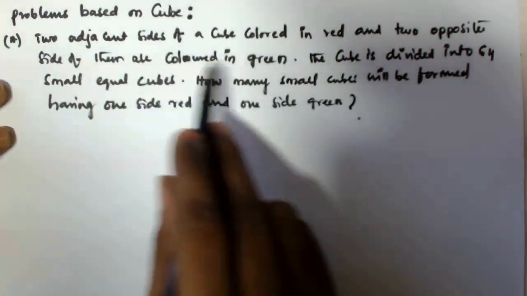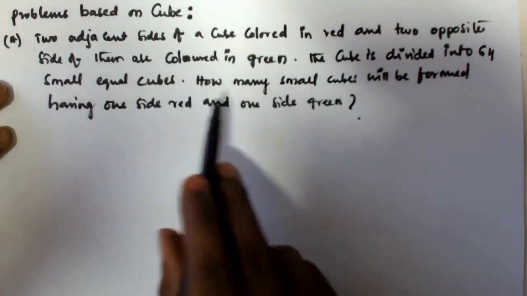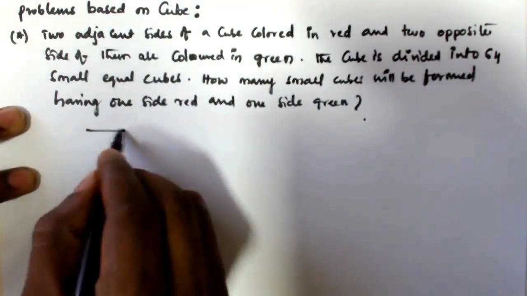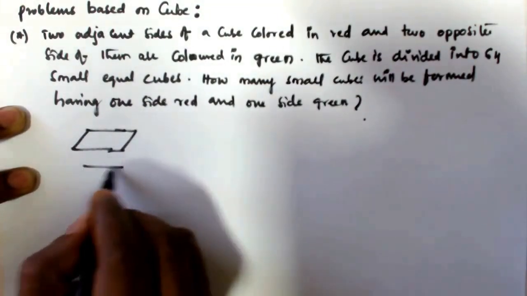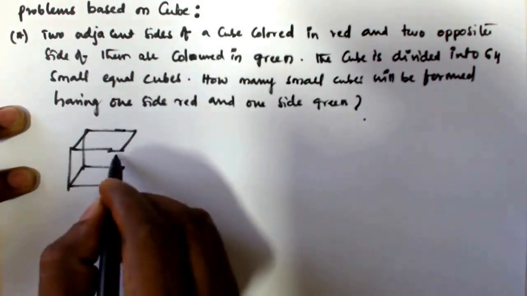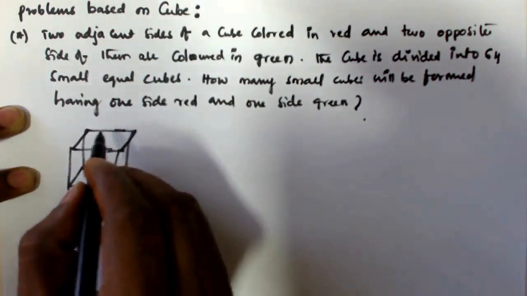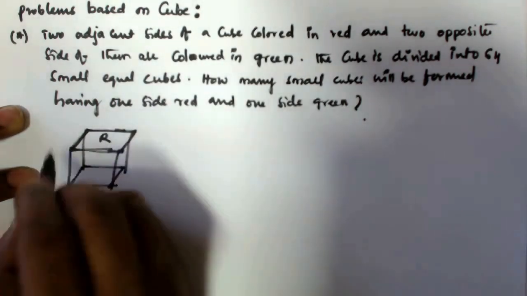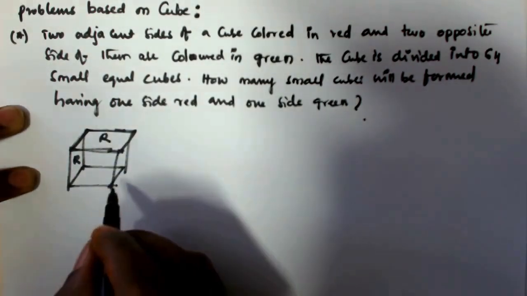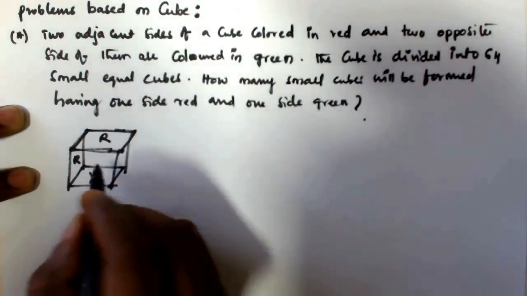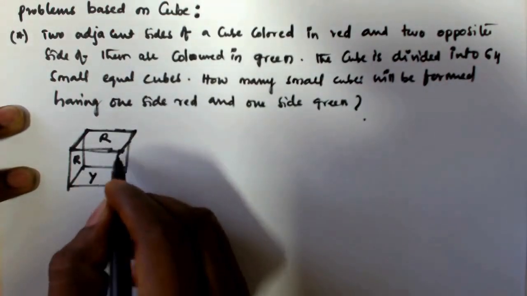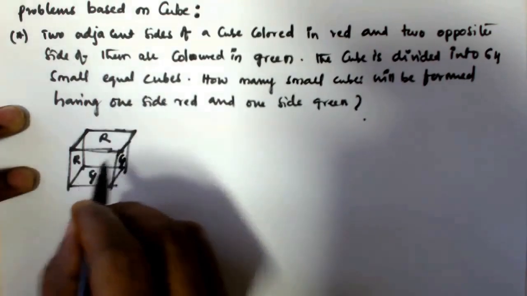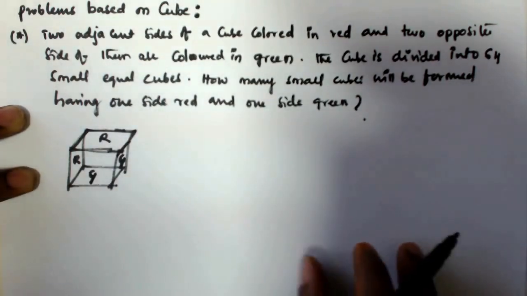Two adjacent sides of a cube are colored in red and two opposite sides of them are colored in green. Let us assume the cube is like this. Two adjacent faces, let us assume this top face is colored in red and the adjacent one is also red. Opposite to this one, the downward is green, and this left side face is also green. So red and green.